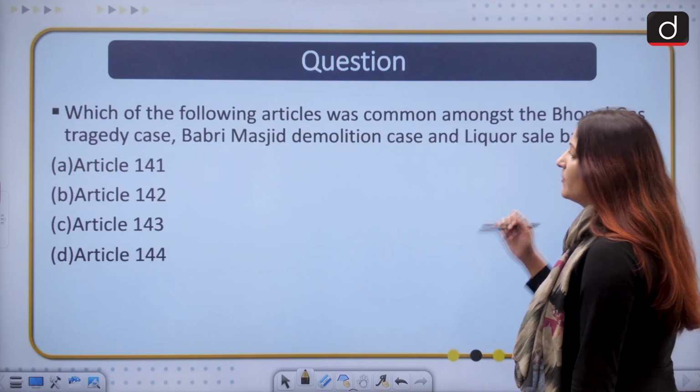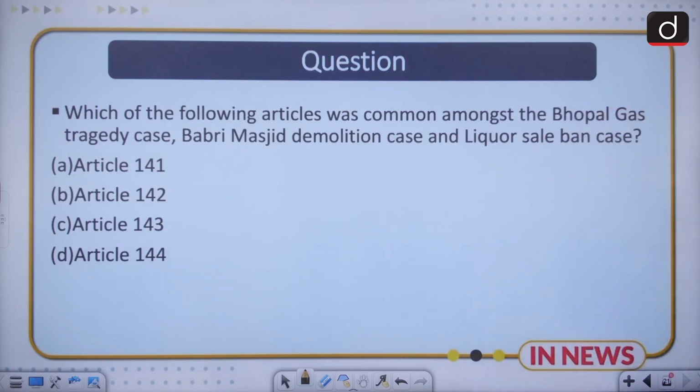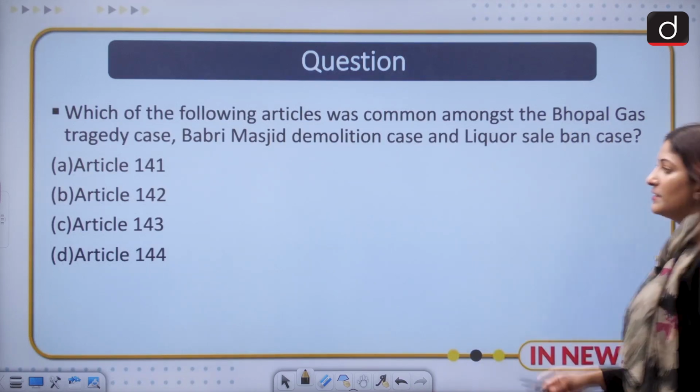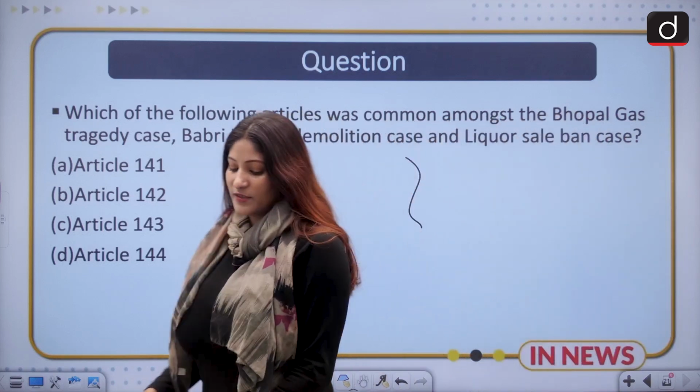Now, moving ahead, let's talk about this question. Which of the following articles was common amongst the Bhopal gas tragedy case, Babri Masjid demolition case, and liquor sale ban case? These are the many options you have to answer. Stay with me a moment.